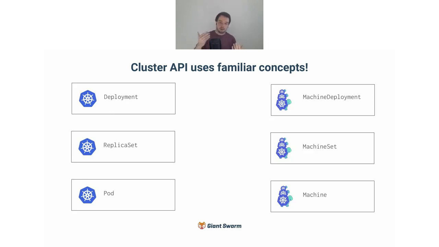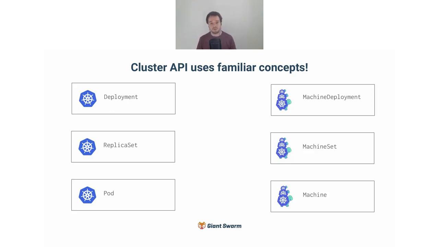So where in native Kubernetes you have a deployment, in Cluster API you have a machine deployment. This is an actual CRD, a type you can interact with. And where vanilla Kubernetes has a replica set, Cluster API implements a machine set. And where vanilla Kubernetes has a pod, Cluster API has a machine. So there's a relation of the concepts going on here, which should be very clear.